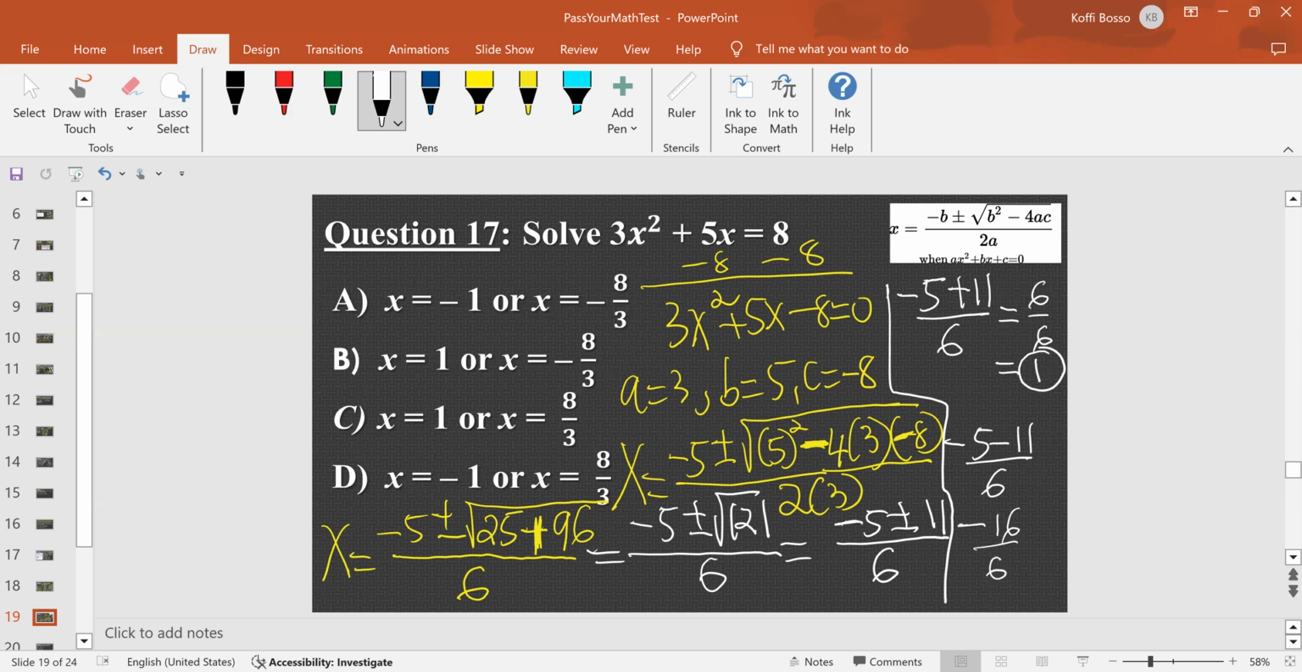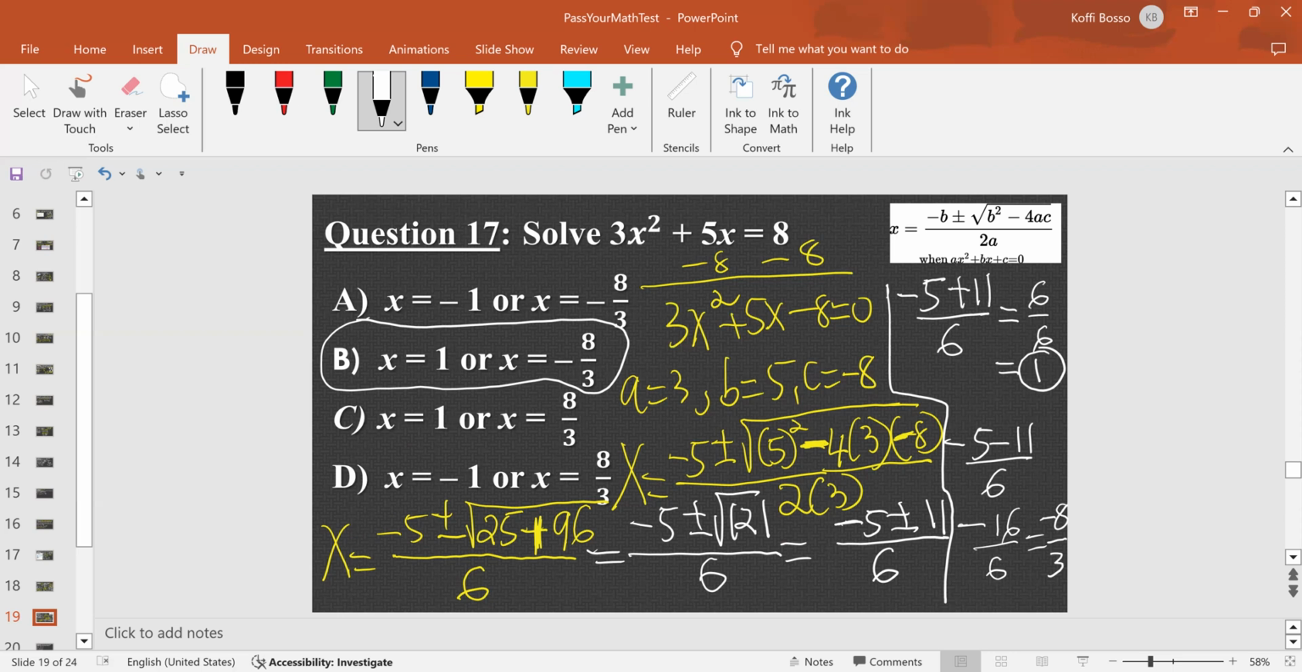divided by 6. But we cannot leave it like that. We need to simplify. And here we can divide negative 16 by 2. That gives you negative 8. And you divide 6 by 2, you get 3. So negative 8 over 3. If you check all of these, the correct choice is B. So positive 1, which is one solution, and the other one is negative 8 over 3.